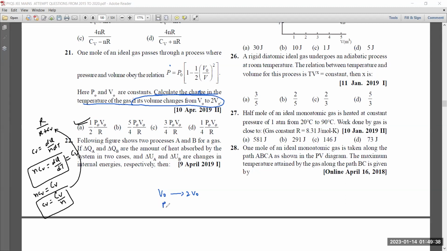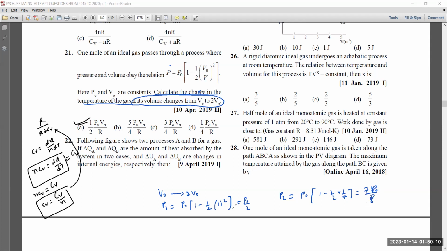So what is the initial P? P0 by 2. It is P0 times 1 minus 1 by 2 into 1, whole square. It is P0 by 2, right? And what is P2? It's coming 7 by 8 P0, I think. It is 1 by 2 into 1 by 4, right? Yes, so 7 by 8 P0.